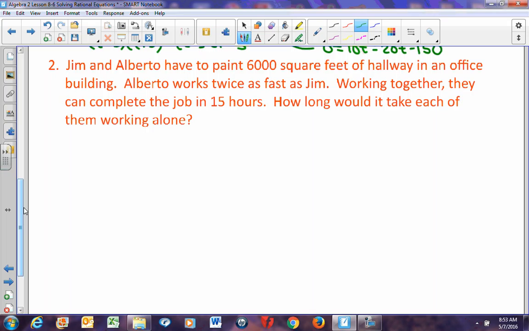So, if it takes them working together 15 hours, each of them alone is going to take more than 15 hours. So when you get your solution, make sure that each person is more than 15 hours. If they're not, you know you're wrong. Now, there are two ways to set this up. The book sets it up kind of weird. I have a specific way I really like to set these problems up. I'll show you both ways and let you choose which way you like better.